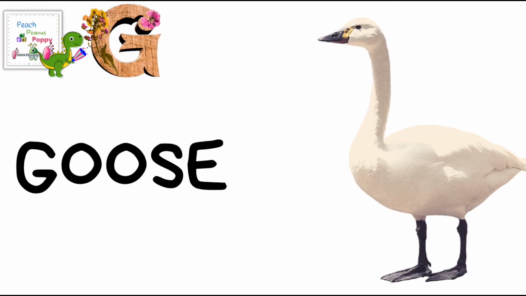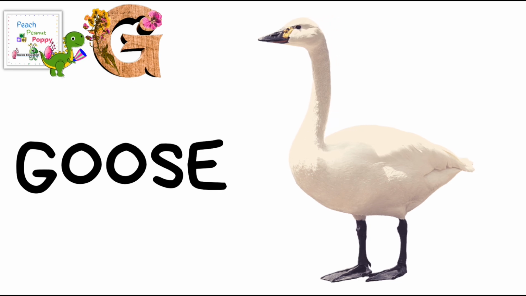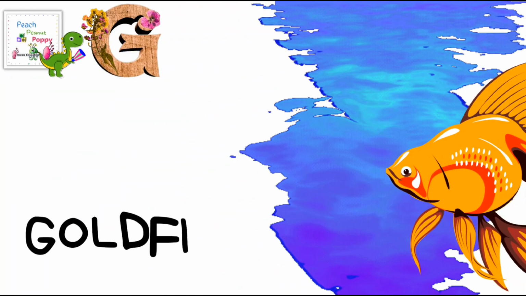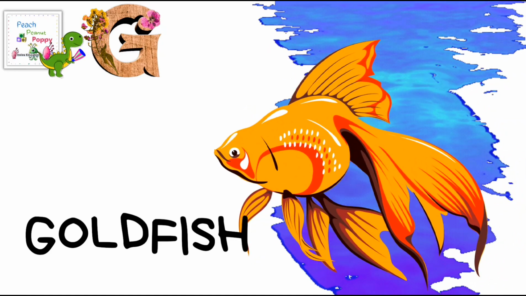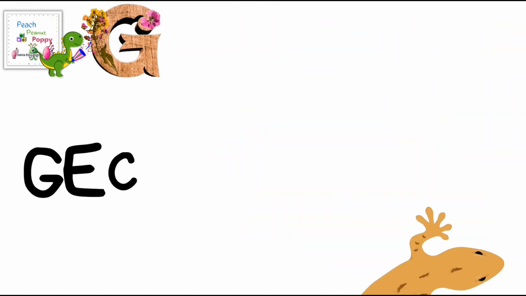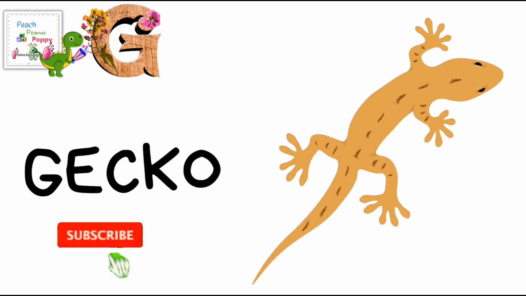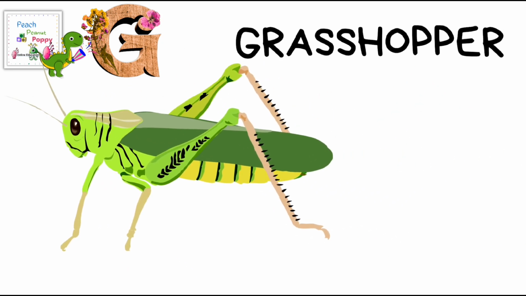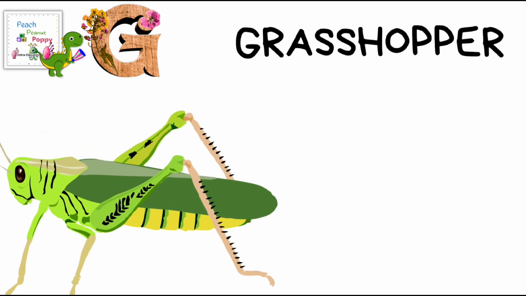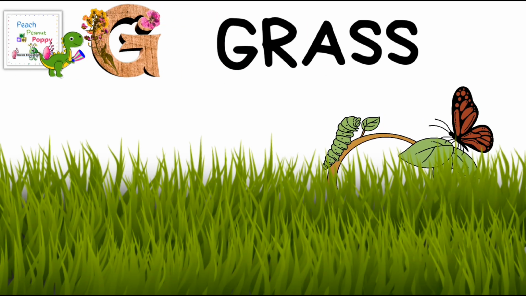G for goose. Goose. G for goldfish. Goldfish. G for gecko. Gecko. G for grasshopper. Grasshopper. G for grass. Grass.